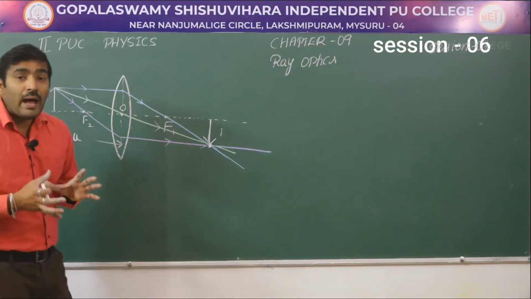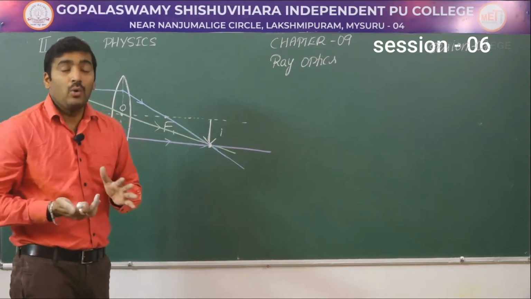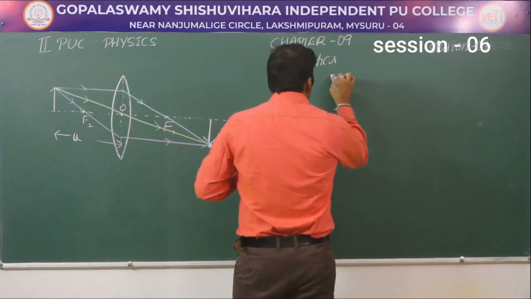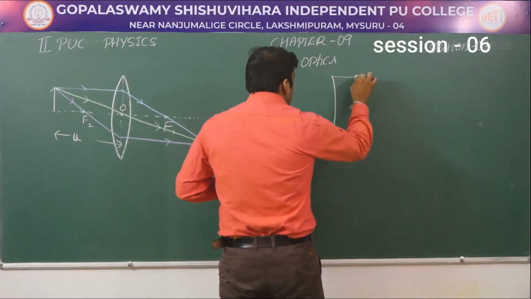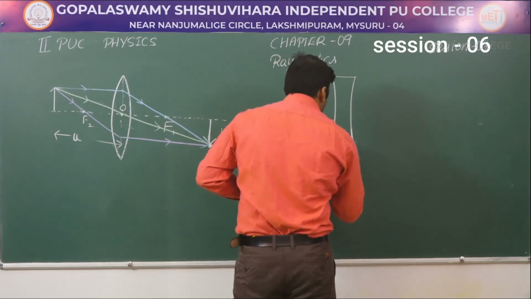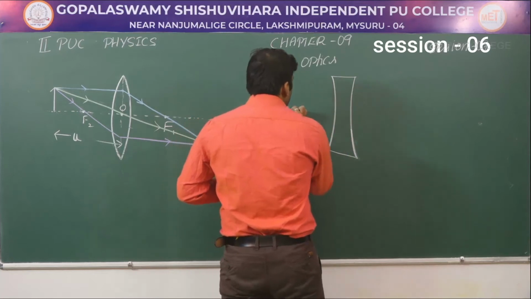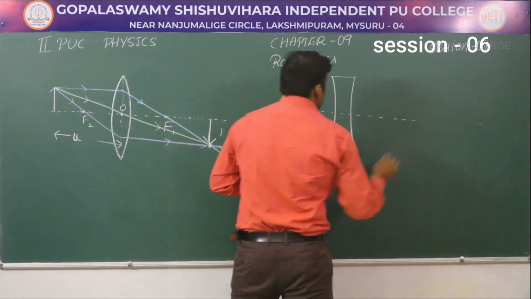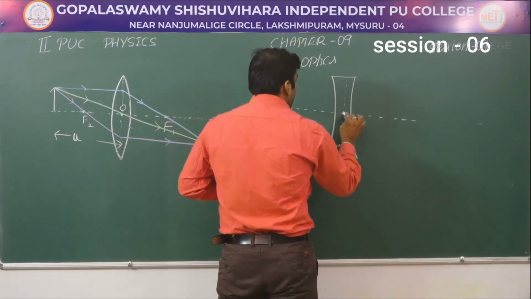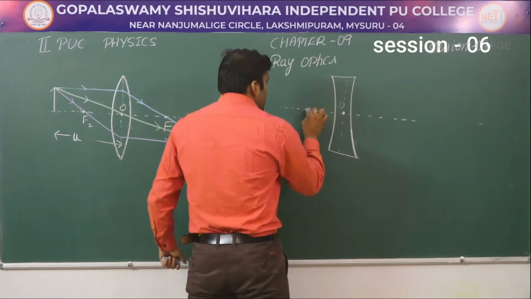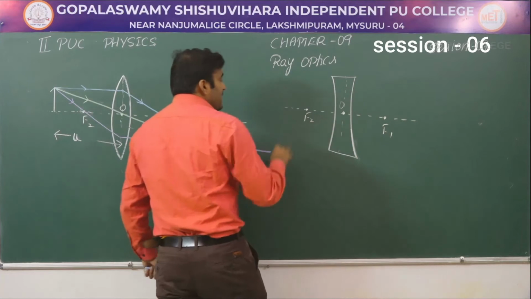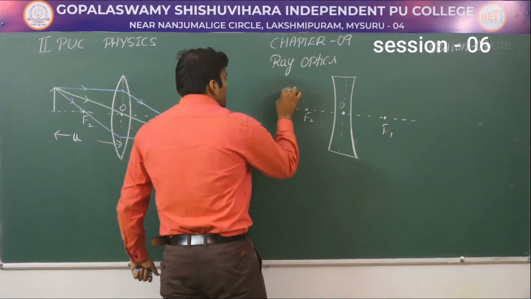Now let us understand what happens in the case of a concave lens. How does an image form in a concave lens? Let us say that we have a concave lens. For this concave lens let us draw a principal axis, and this is the aperture, and somewhere here we have the optical center. Let us write the focus F2 and F1 on either side, and say we have an object somewhere here.